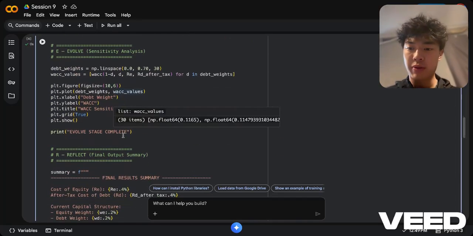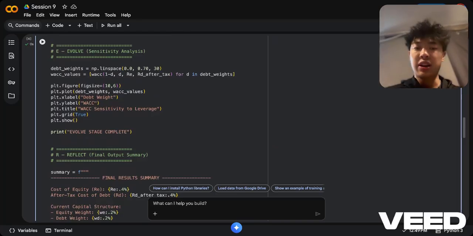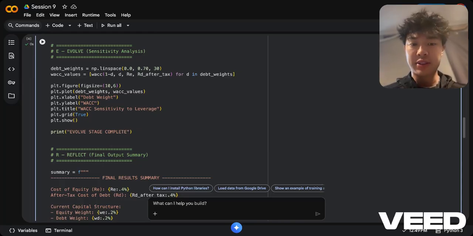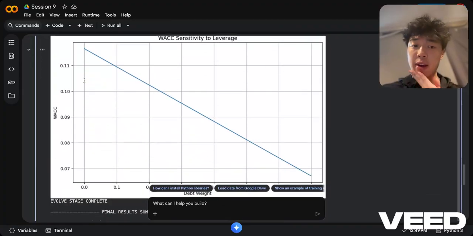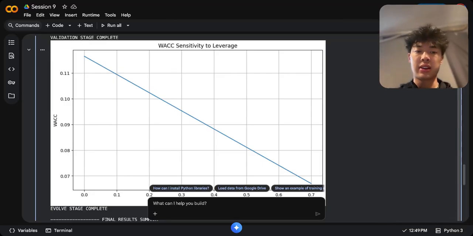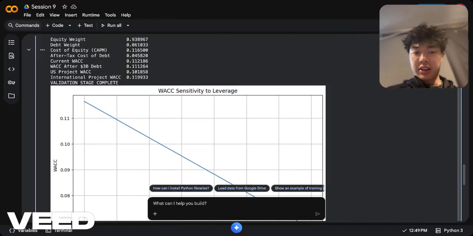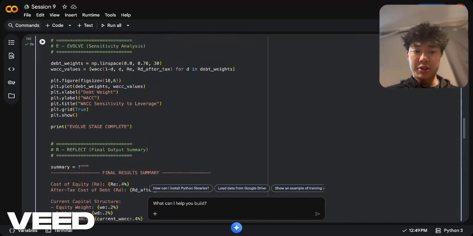Moving down to evolve, I added a leverage sensitivity analysis to see how the WACC curve behaves as Netflix increases its debt ratio. The graph shows a steady decline in WACC as debt rises up to a point, because debt is cheaper than equity. But once the debt ratio gets too high, the curve starts flattening out, implying the risk of financial distress offsets some of the benefit of cheap debt. It shows exactly why companies target a sweet spot instead of just loading up on leverage.